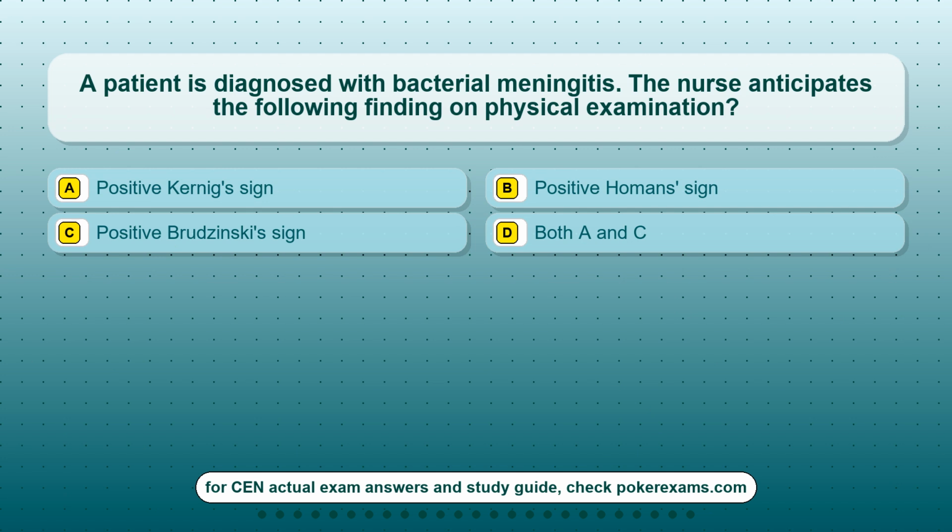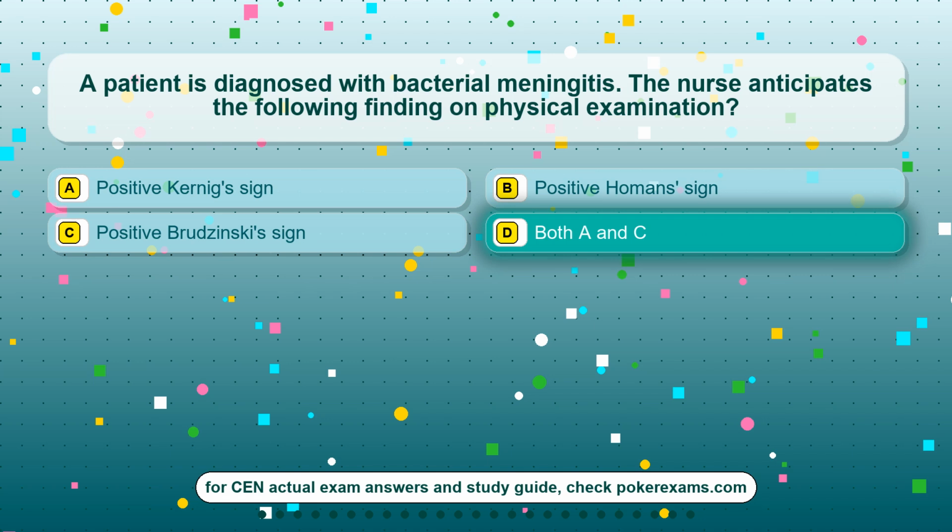Question 7. A patient is diagnosed with bacterial meningitis. The nurse anticipates the following finding on physical examination. Option A, positive Kernig's sign. Option B, positive Homan's sign. Option C, positive Brudzinski's sign. Option D, both A and C.